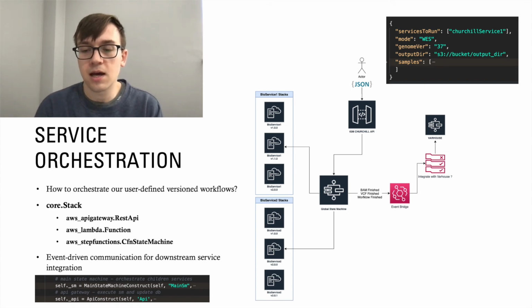You can see in the diagram on the right side that our state machine also sends events to EventBridge during execution. So as new data becomes available when a service is complete, events are sent to EventBridge, and this allows our downstream service Varhouse to start and run its execution whenever the data it needs is available, regardless of whether or not the whole Churchill pipeline is complete.